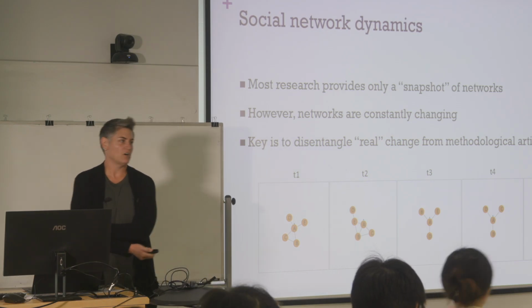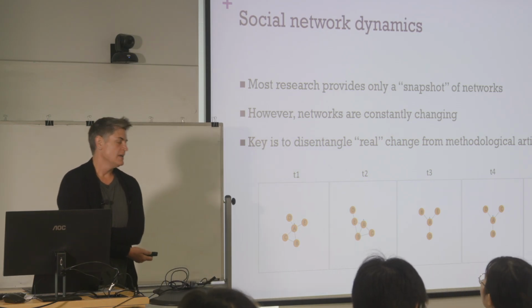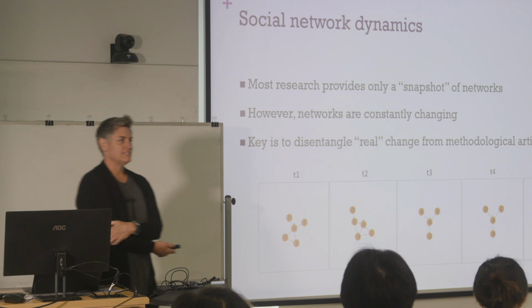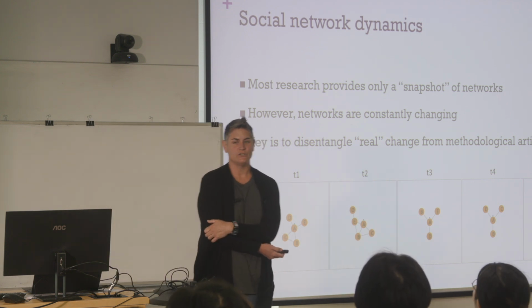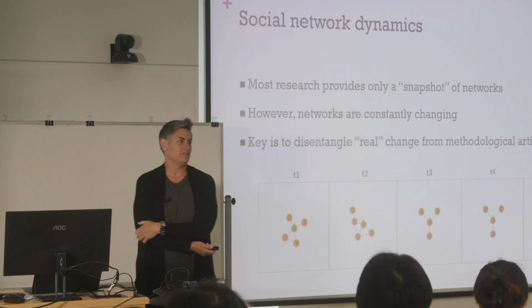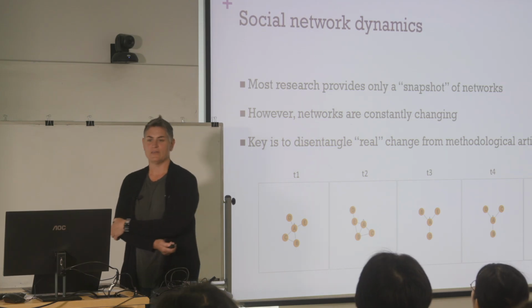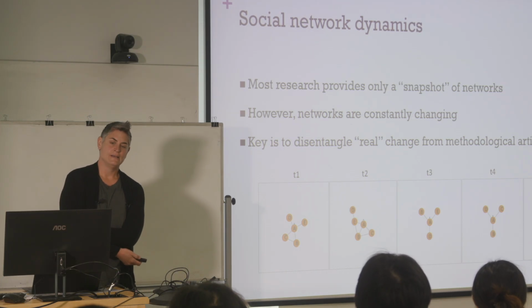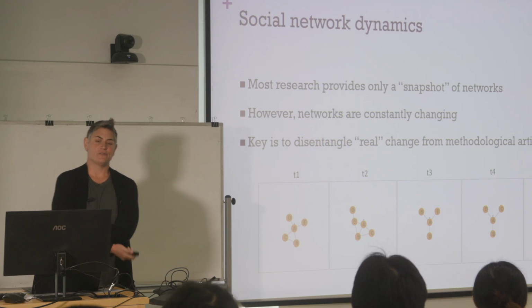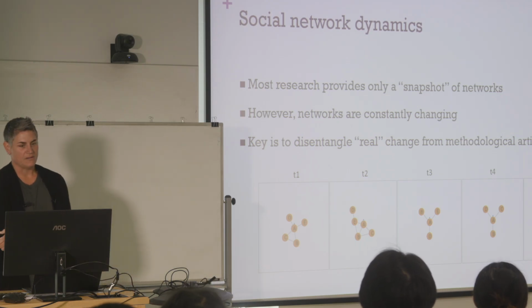So I know there are ERGMs for ego networks, like the probability of a tie forming between an ego and an alter. Yeah, I don't do any of that. There are other people here who could probably teach you to do that, but I'm kind of old school, so you're going to get the old school version. But okay, so social network dynamics, what do we know about them?